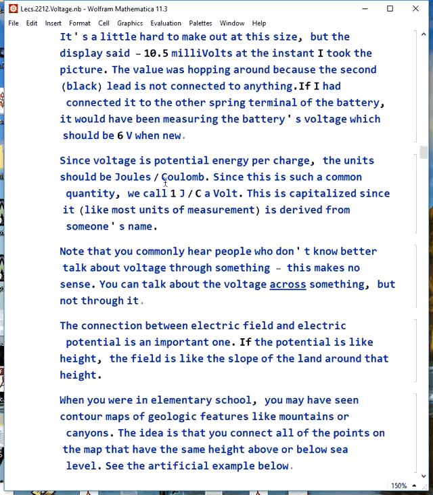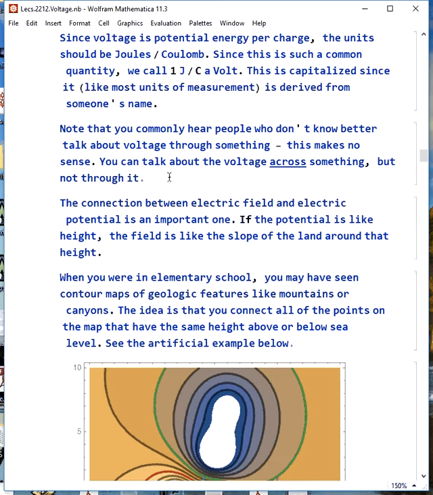Now, since voltage is potential energy per charge, the units would be joules per coulomb. This is another one of those things that's so common it has its own unit defined. 1 joule per coulomb is a volt. This is also capitalized because, like many of the things this semester, it comes from someone's name.